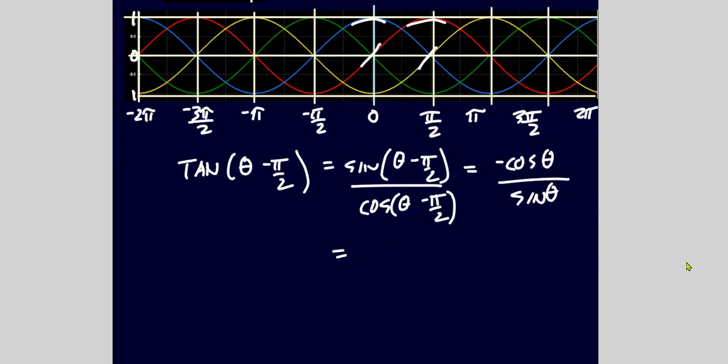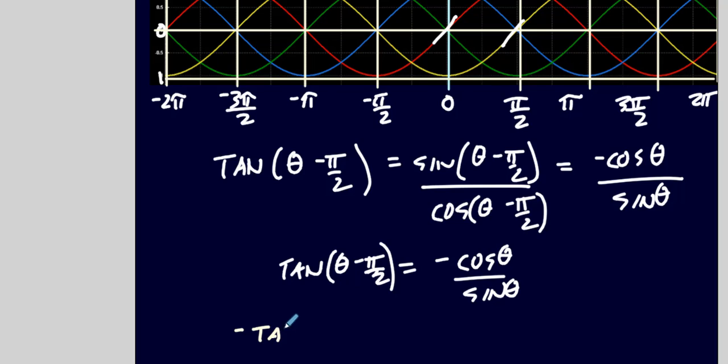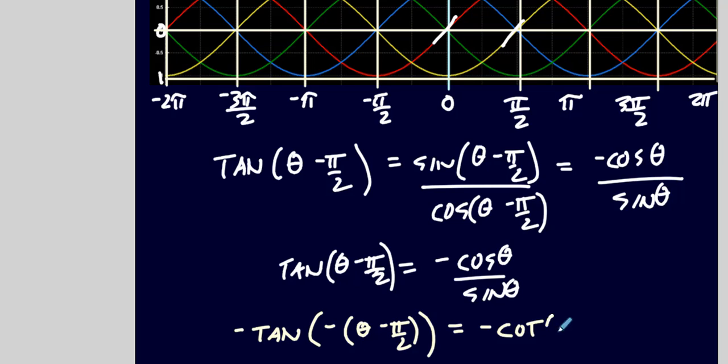So now we have tan of theta minus pi over 2 is equal to negative cosine theta over sine theta. But tangent is odd, therefore this has to equal the negative of tangent of the negative of theta minus pi over 2. And by the way, since sine over cosine is tangent, the reciprocal of tangent is cotangent, so this has to be negative cotangent theta.